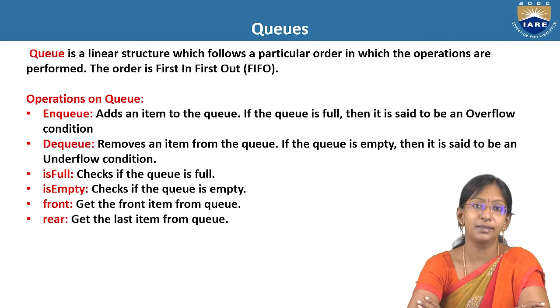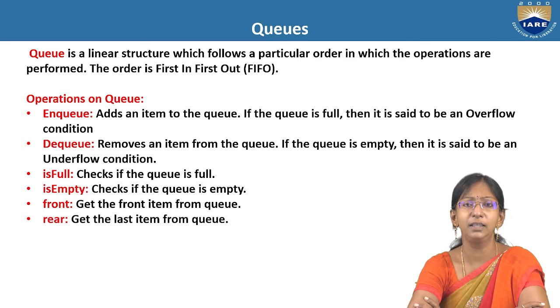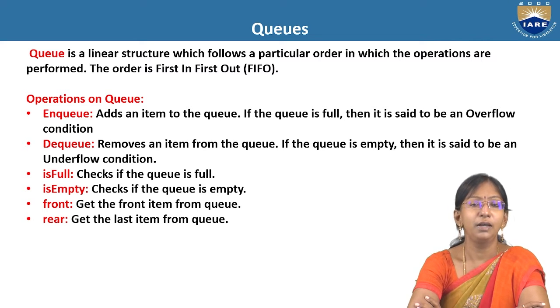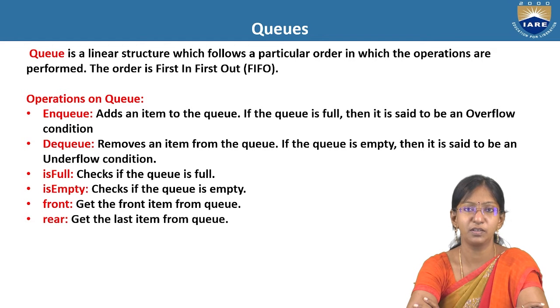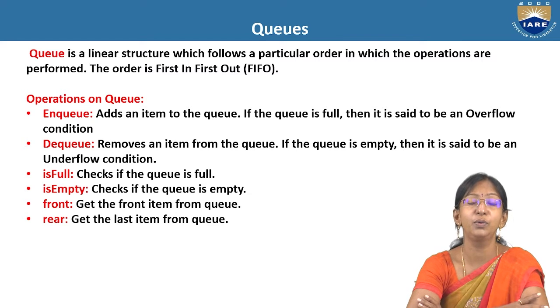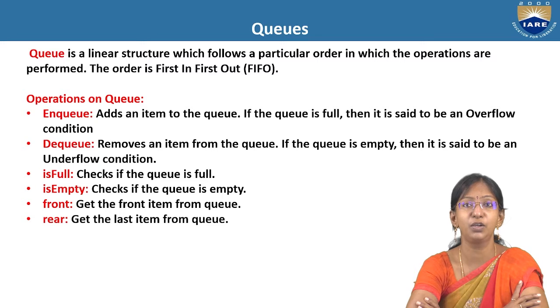A queue is a linear data structure which has a provision of inserting and deleting data at two different ends. Insertion is possible at the rear end, whereas deletion is possible at the front end. These two operations are named enqueue and dequeue respectively. That is, enqueue is adding an element, whereas dequeue is removing an element.